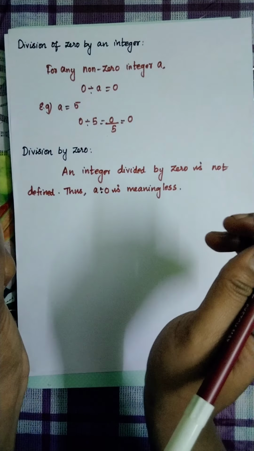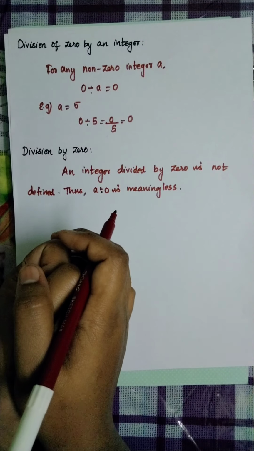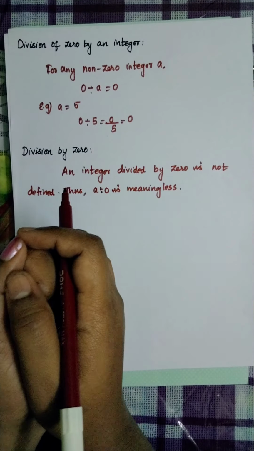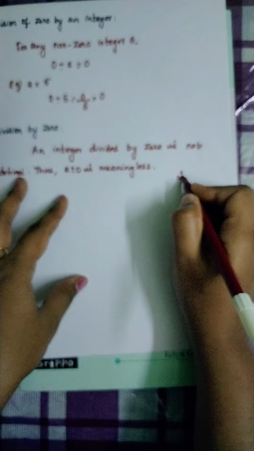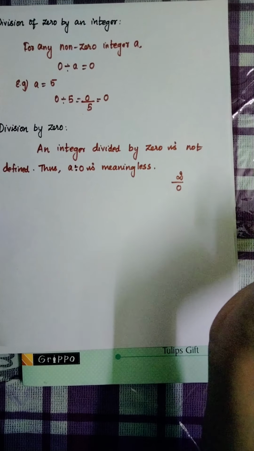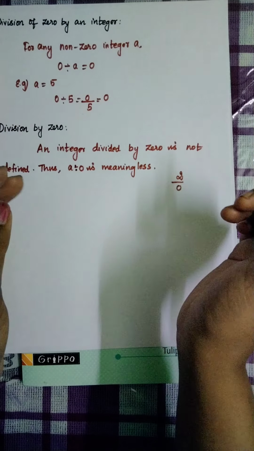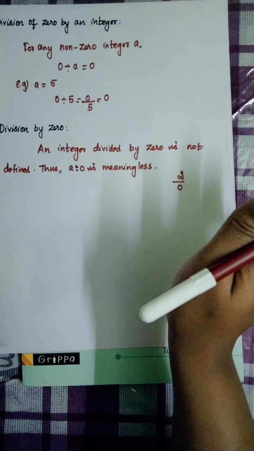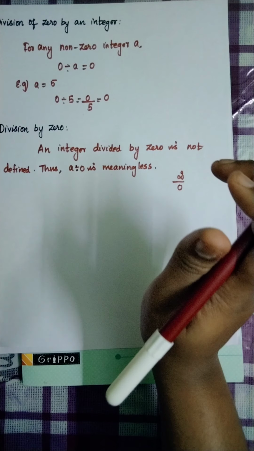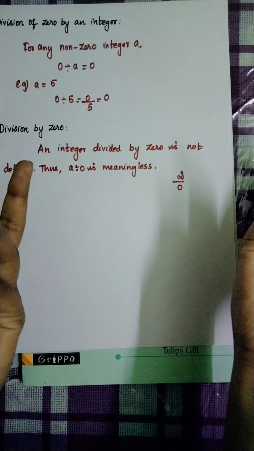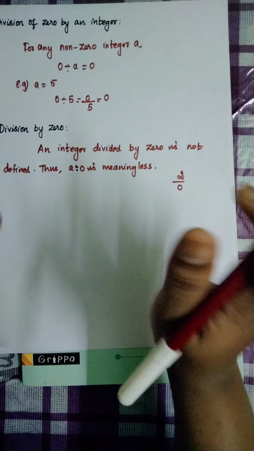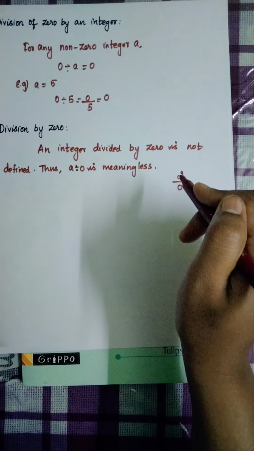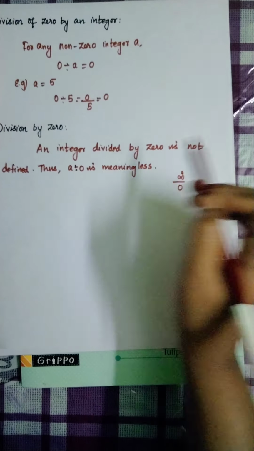Then our last rule, division by 0. Any integer divided by 0 is not defined. You say whether 0 table is there in the table? Can you divide 2 by 0? No, we can't divide. Any integer divided by 0 is not defined. It is meaningless. There does not exist any such number like that. So an integer divided by 0 is not defined. Thus a divided by 0 is meaningless.